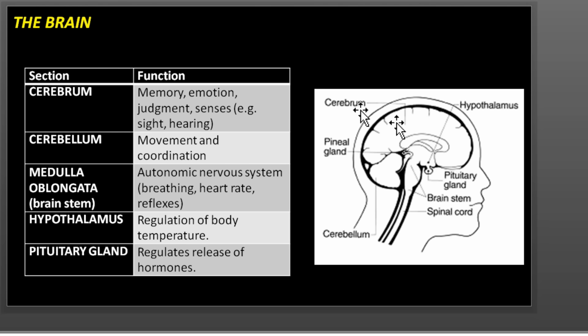So the cerebrum deals with memory, emotion, judgment, and senses, for example, sight and hearing. Without this, we wouldn't be able to do any of those things. The cerebellum is used for movement and coordination. The medulla oblongata, or the brainstem, is used for the autonomic nervous system. These are the things that you don't really think about. So this includes breathing, heart rate, reflexes, involuntary movements. The hypothalamus is used for the regulation of body temperature, and the pituitary gland regulates the release of certain hormones.